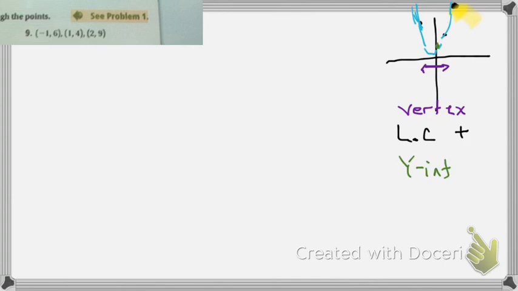No? Why not? We don't know what the vertex is. Like, we don't have a great start for vertex form. What about factored form? Should we go for factored form?